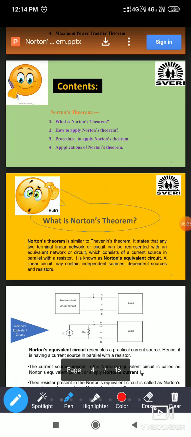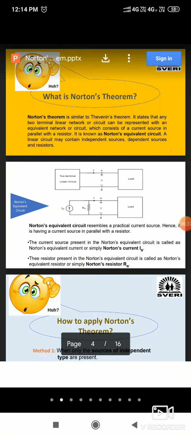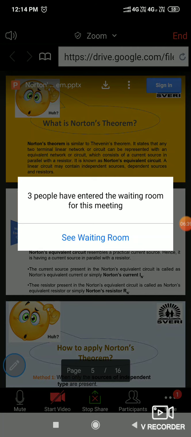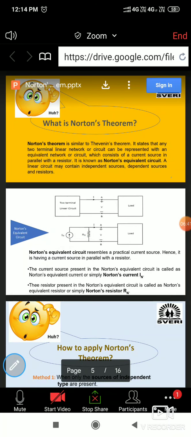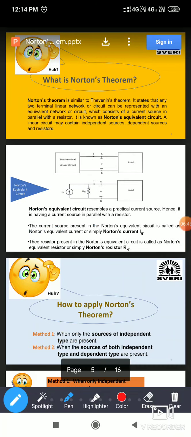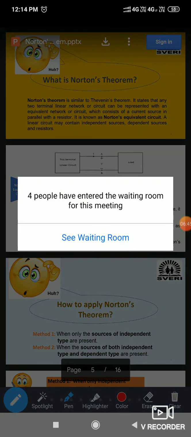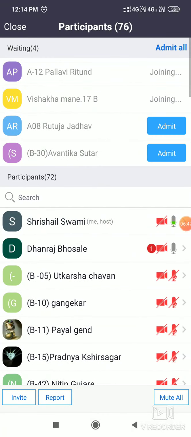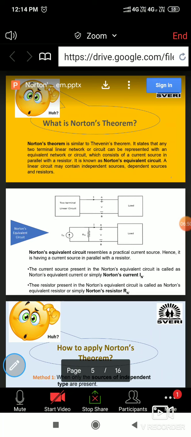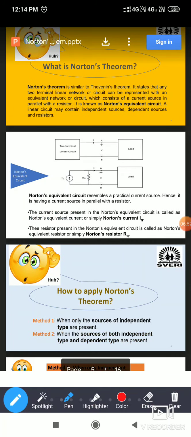Next, I will show it with the help of the graphical method, or you can say the circuit diagram. If you are observing, yesterday I also took the same example or diagram. Only the difference is that there was a voltage source, and here is a current source. Now here, this is a two terminal linear network. The two terminals are A and B here, and the load is there.